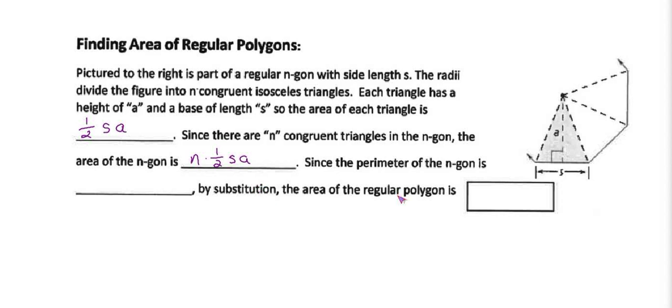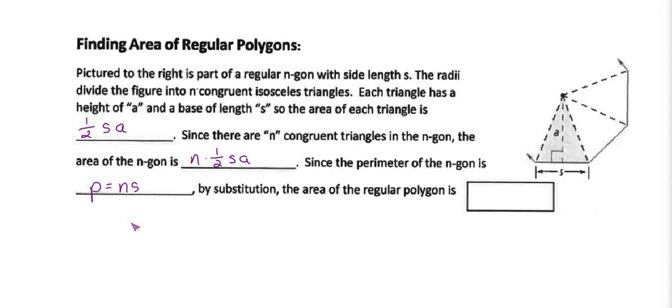Now, since the perimeter of the n-gon is, well, how do we find perimeter? It is the length of the side times the number of sides. There are n sides, that's the number of sides, and the side length is s. So the perimeter is n times s. Now, we can make a substitution to come up with the area of the regular polygon.